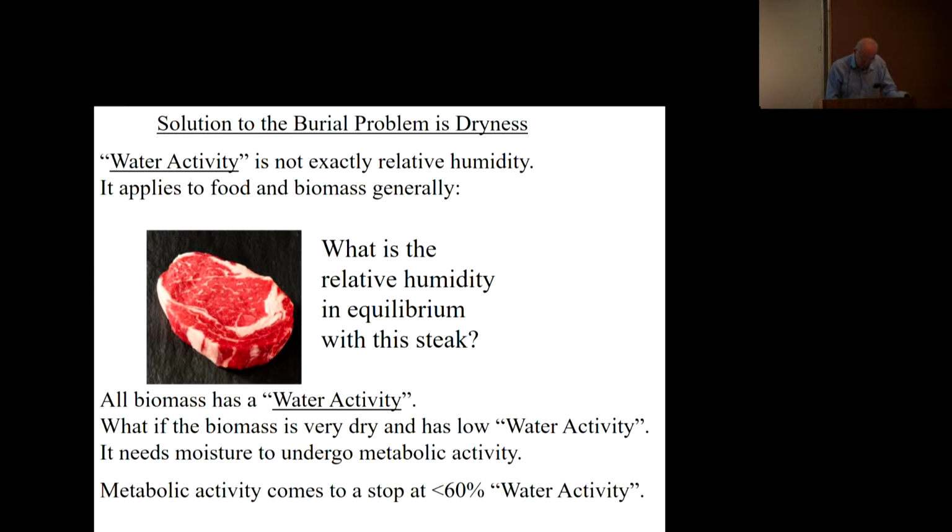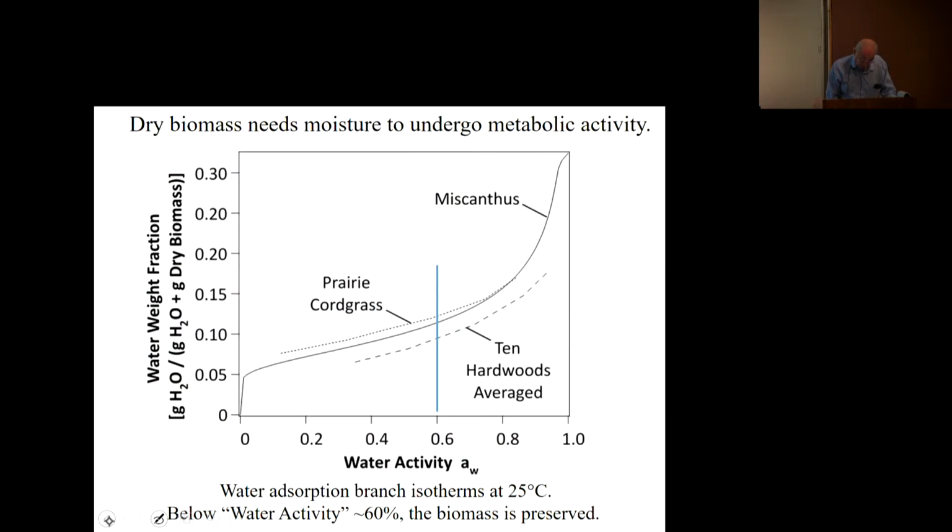So the chemists have introduced a concept called water activity. Water activity is equivalent to relative humidity in air. If you have 60% relative humidity in air, then if you let the steak dry, it will end up with 60% water activity. And all biomass has water activity. If the biomass is very dry, it might have a low water activity. And why do I bring up water activity? Decomposition requires metabolism, and metabolism requires water to move the chemicals around inside the cell. And so surprisingly, maybe not so surprisingly, metabolic activity stops if the water activity is less than 60%. This is an interesting fact, the scientific part.